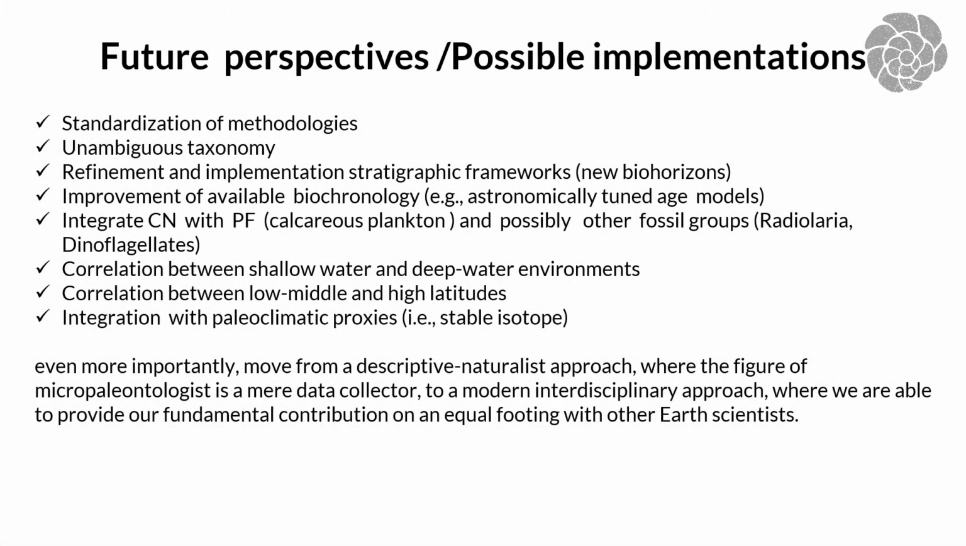Just a couple more minutes, I will try to focus on some possible future perspectives and possible implementations. So I put some points, and I think that I made my point that we need to standardize the methodology, because if we standardize the methodology, the data sets are of high quality. I think that I also made my point that an ambiguous taxonomy can be helped a lot in using taxa that, at least in the past, have had an ambiguous taxonomy.